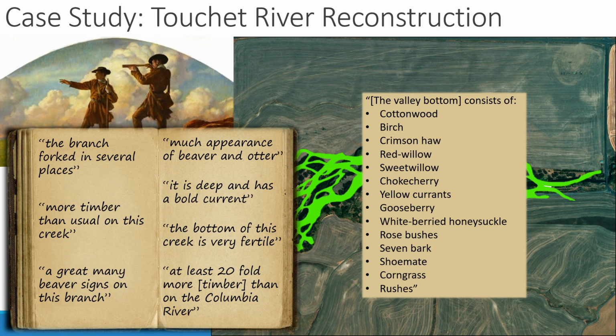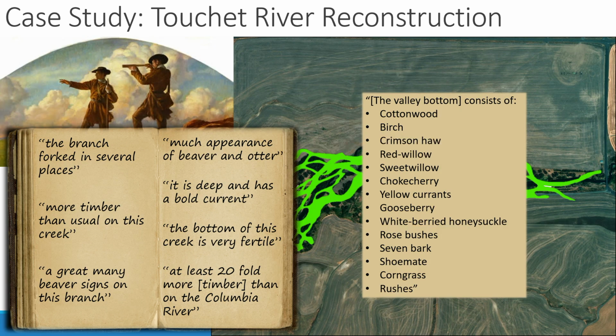But moreover, a huge benefit we have on the Touchy River is that the Lewis and Clark expedition on their return trip walked the majority of the main stem Touchy that we're looking at now. And you look at some of their journal entries, and it paints a very different picture than what we have now on the modern Touchy, but it also supports the narrative that's coming out from the other lines of evidence. So they noted that the branch forked in several places, there's more timber than usual on this creek, and lots of notes about the prevalence of beaver.